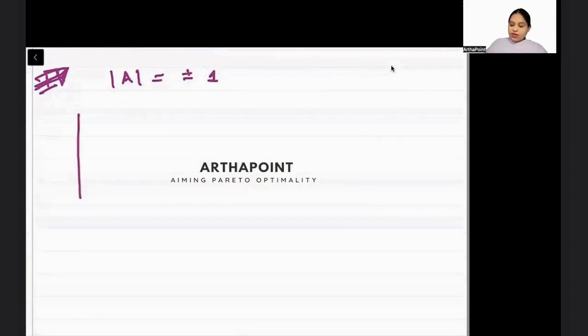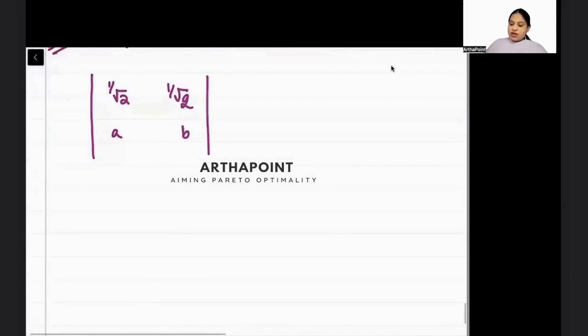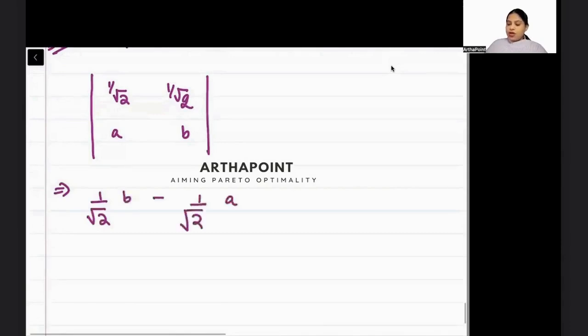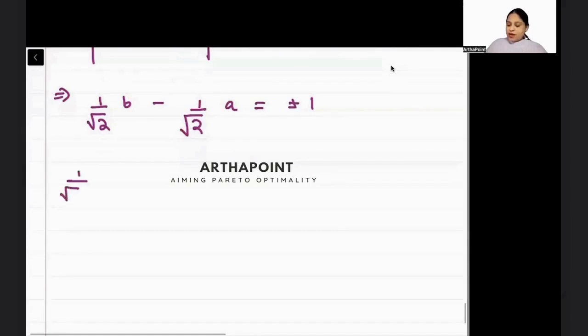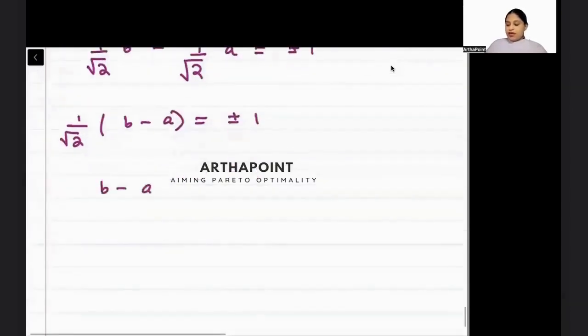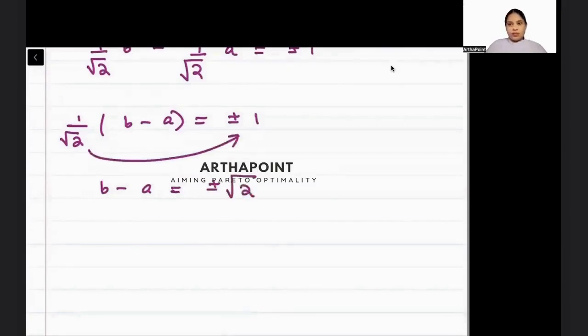So, beta, यहाँ देखो जरा, if I just do 1 by root 2, 1 by root 2, a, b, and I try to find its determinant, what will I get? 1 by root 2 b minus 1 by root 2 a, and the determinant is always plus minus 1. So I will get plus minus 1. If I take 1 by root 2 common, b minus a is equal to plus minus 1. So beta, b minus a will be plus minus root 2, if I take root 2 here, है ना?